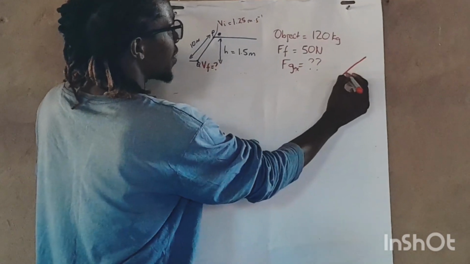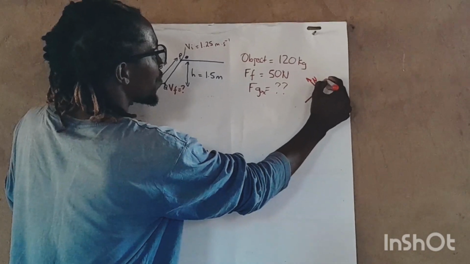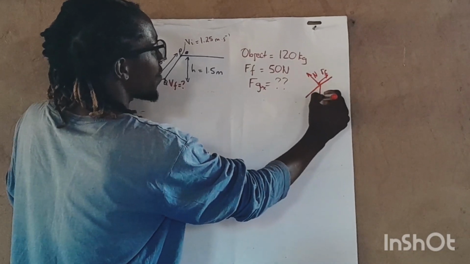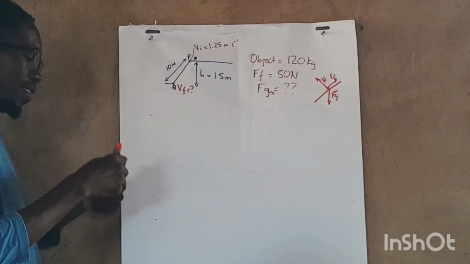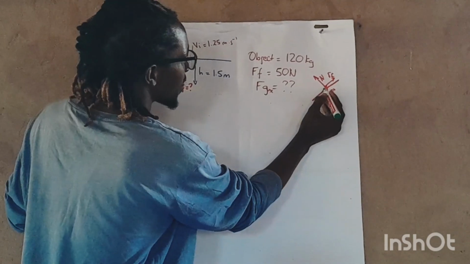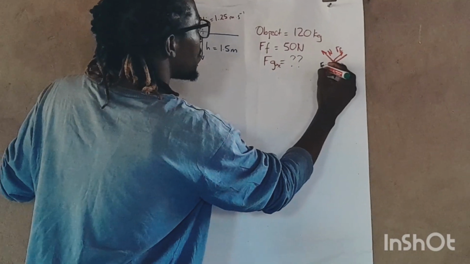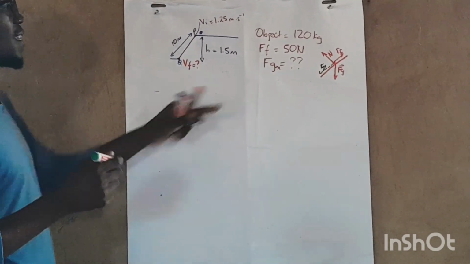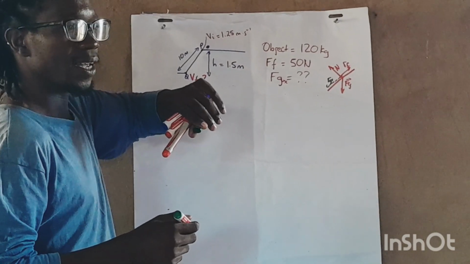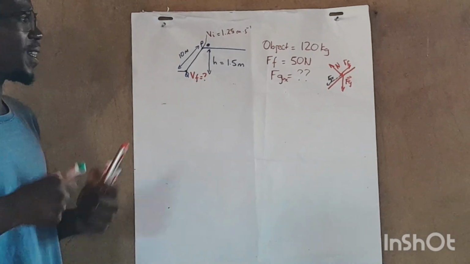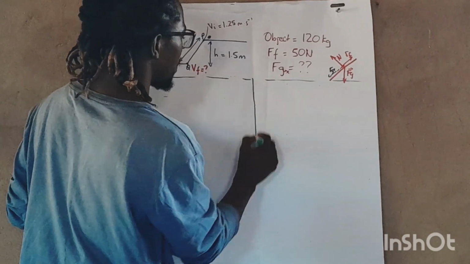We're having this object with which forces? The normal force, the frictional force, and Fg, right? This Fg will give us Fg at x, which is inverted like this. This is our Fg at x. They said this object is 120 kg, and this is the frictional force. So let's use the work energy theorem, and then we'll use the work done by non-conservative force. So let's start.